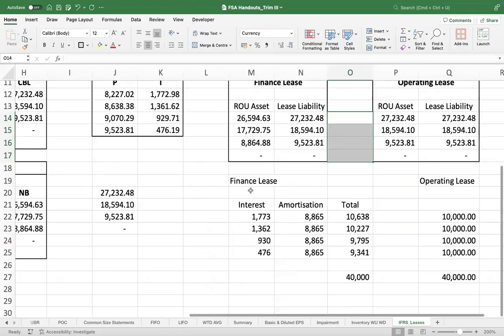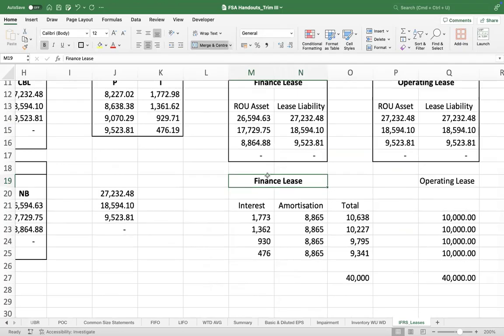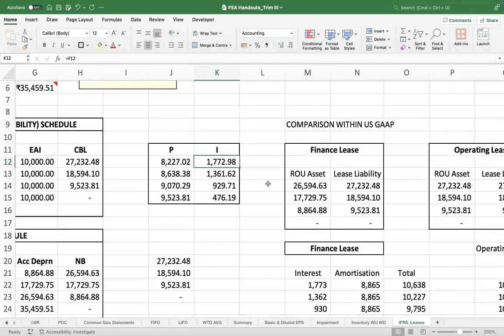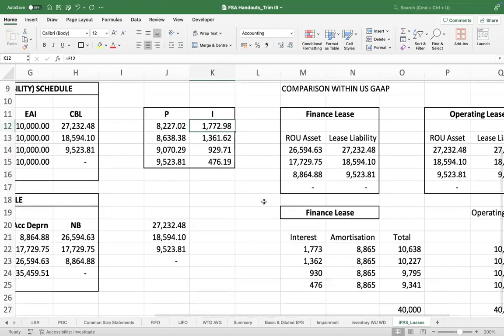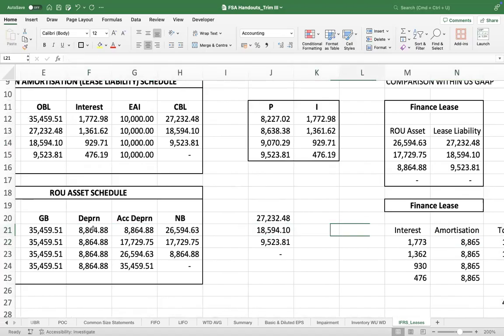Now in finance lease, what cost is going to go to the P&L? इंटरेस्ट जाएगा जो हमने यहां से लिया. The same, these are the values. ये देखो 1773, 1362, 930, 476. उसके अलावा डेप्रिसिएशन जाएगा जो मैंने यहां से लिया. सो फाइनेंस लीज में ये दोनों जाएंगे टू द P&L.